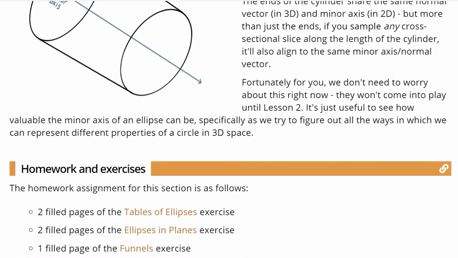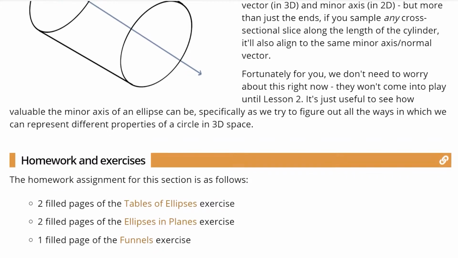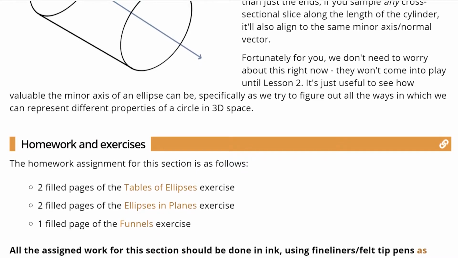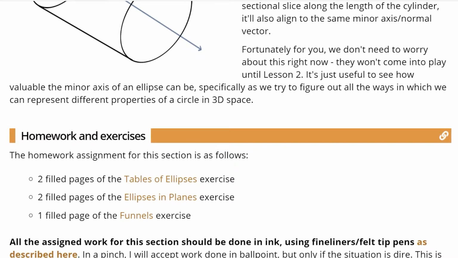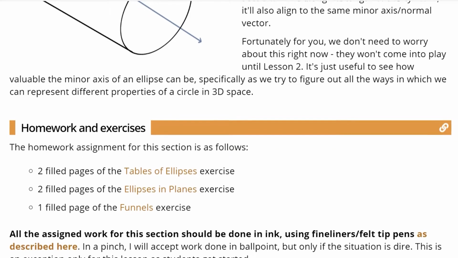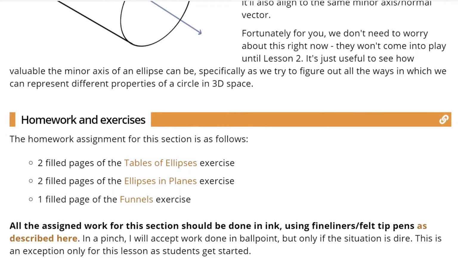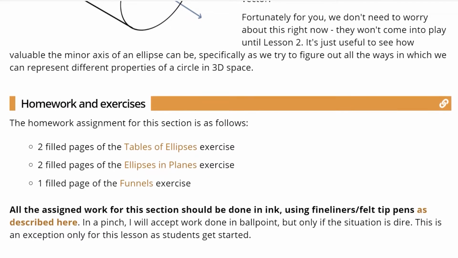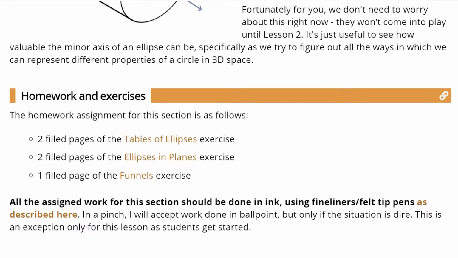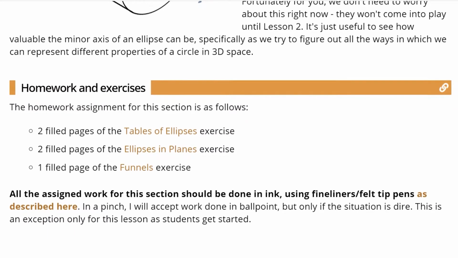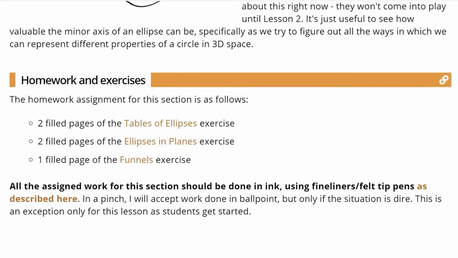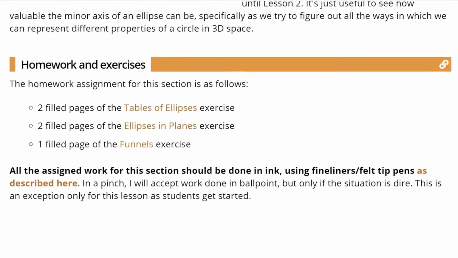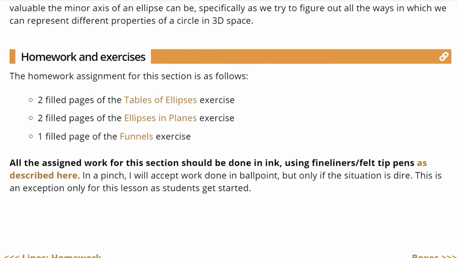Homework and exercises. The homework assignment for this section is as follows: 2 filled pages of the Table of Ellipses exercise, 2 filled pages of the Ellipses in Planes exercise, and 1 filled page of the Funnels exercise. All of the assigned work for this section should be done in ink, using fine liners or felt tip pens as described here. In a pinch, I will accept work done in ballpoint, but only if the situation is dire. This is an exception only for this lesson as students get started.